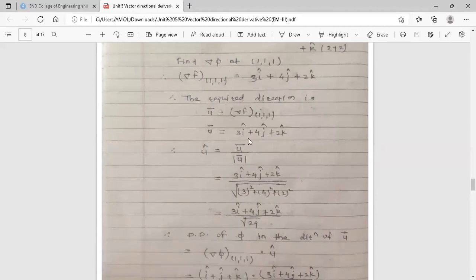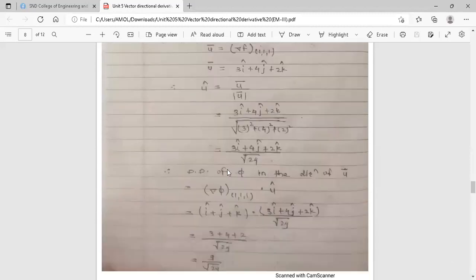In which direction we are going to find the directional derivative. Now this is u bar, so you find its unit vector u cap. How to find? You just divide the vector u bar by its magnitude, mod of u bar, then you will get u cap. So write in numerator u bar as it is, and in denominator the magnitude of u bar. How to find? You just do the square of every term of u bar, and then add all the terms. Then you take the square root. 3 square plus 4 square plus 2 square, and then do the addition and find the square root. So it is 3i cap plus 4j cap plus 2k cap upon under root 29. This is the unit vector in the direction of u bar.